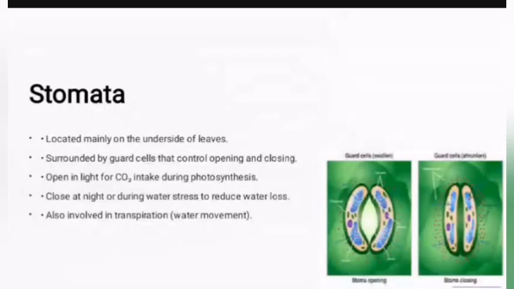It regulates the rate of gaseous exchange. Now, during the day, when the sun hits the plant, when the light falls on the plant, these guard cells open. Now, how do they open? The guard cells regulate the opening and closing of the stomata. So during the day, first of all, the stomata is open. At night, the stomata is closed.